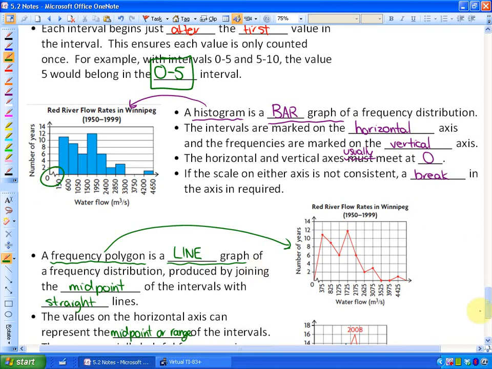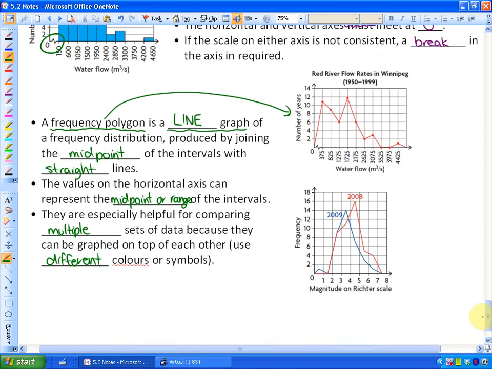Okay? And lastly, dealing with line graphs, a frequency polygon is a line graph of a frequency distribution produced by joining the midpoints of the intervals, so the point should be in the middle of the intervals, with straight lines. The values on the horizontal axis can represent the midpoint or the range of the intervals, and frequency polygons are especially helpful for comparing multiple sets of data, like here, because they can be graphed on top of each other. And we want to use different colors or symbols in order to do that.